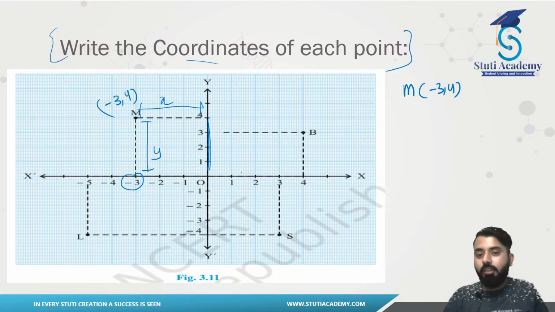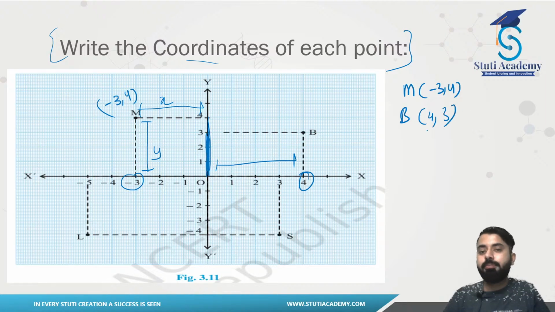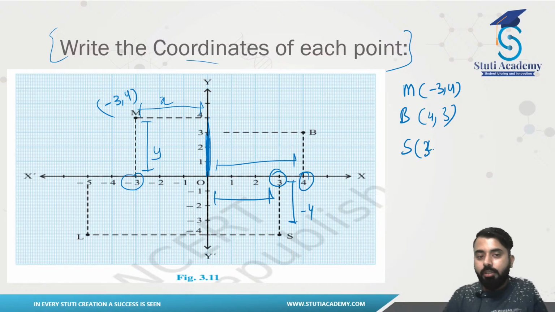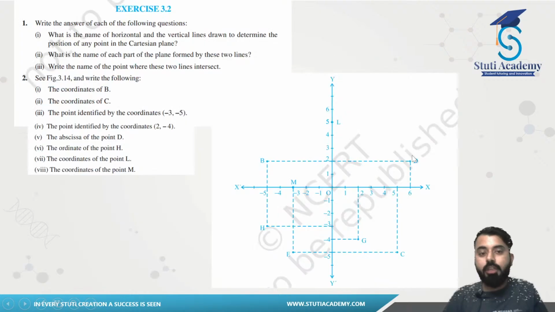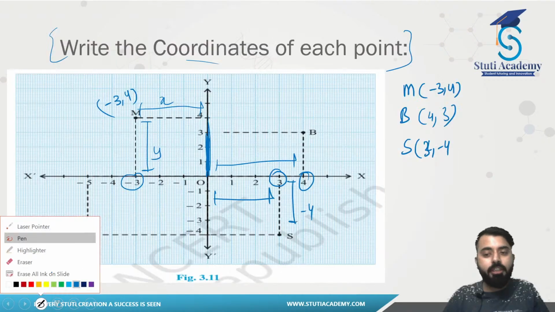Now in B case, horizontal distance is your x, it is 4. So for B, your x is 4, and y is what? Vertical distance is 3. So that will be 3 here. Now for the case of S, you guys see, horizontal distance is 3 and vertical distance is negative 4. So for case of S, your coordinates are 3 comma negative 4, right? Because you are moving downwards, your y will be negative. I hope you guys understand that, right?